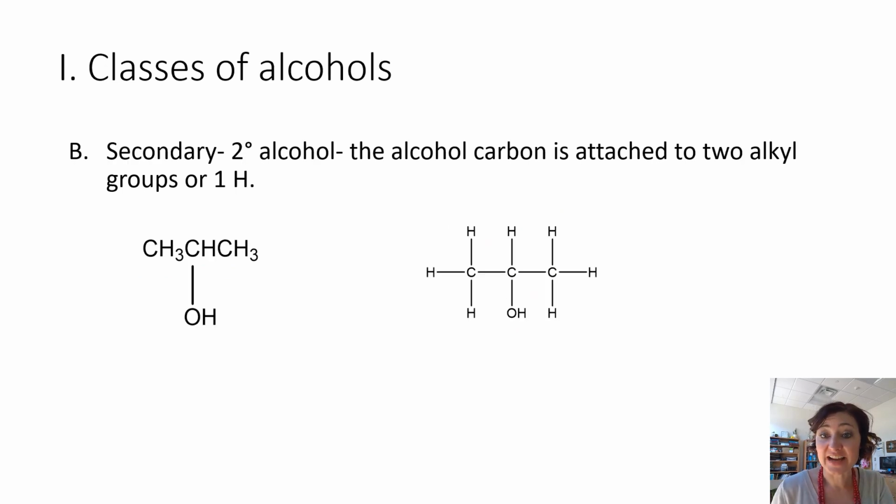In a secondary alcohol, your alcohol carbon is attached to two alkyl groups or one hydrogen. So it might be a little easier for you. We're looking at isopropyl alcohol or 2-propanol right now. Again, I like to use these boxes. I like to take whatever carbon is attached to the hydroxyl group and draw a box around it because that is the carbon that I'm paying attention to classify it.